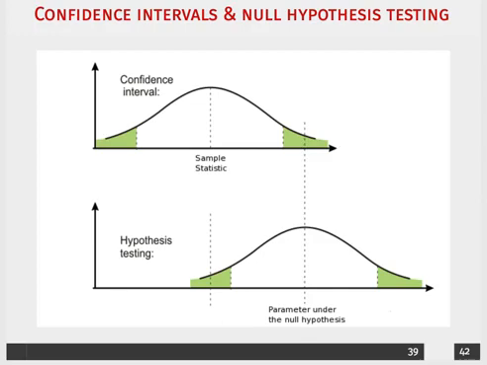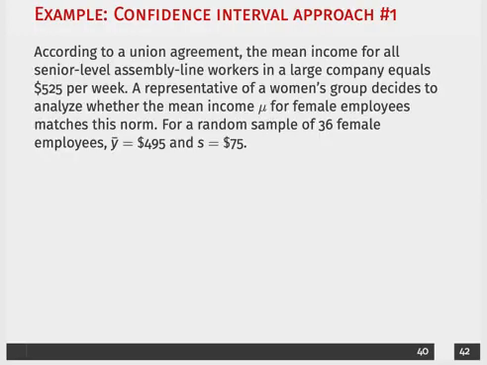Now, we can go about doing this in two different ways, but what I'd like to stress is that there is some overlap here, and I'd like to walk through that with an example. So, for instance, according to a union agreement, the mean income for all assembly workers at a senior level is $525 per week. A representative from a women's group decides that they want to investigate whether there's any discrimination going on.